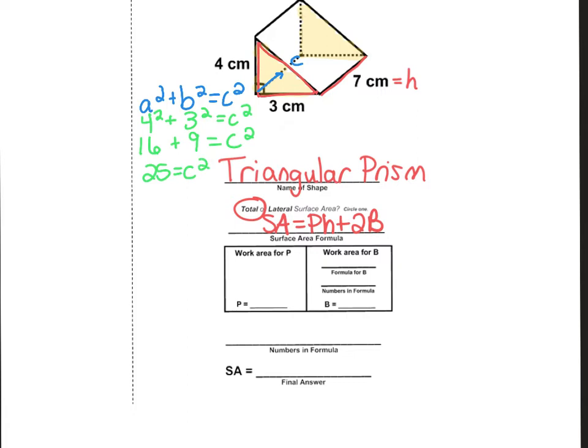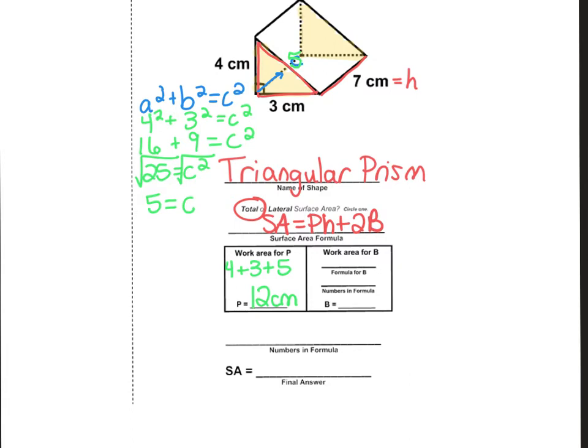That's not our answer. We're looking for just c. So we take the square root, and that other side length is 5. So now we can add 4 plus 3 plus 5 and get that our perimeter is 12 centimeters.